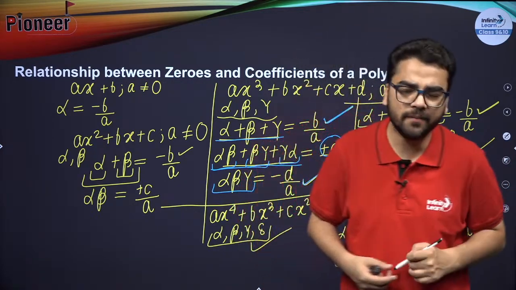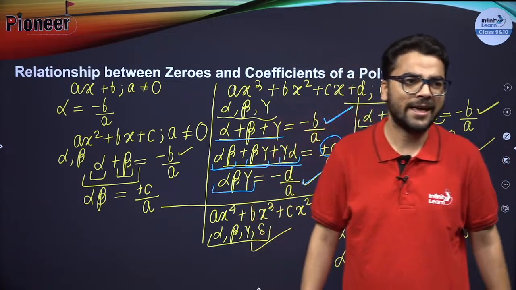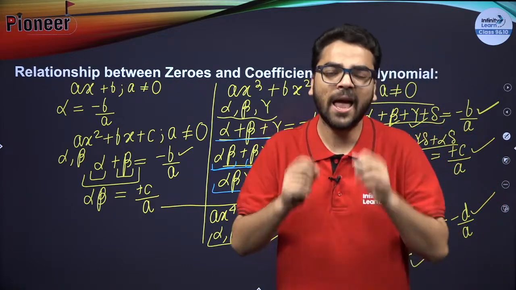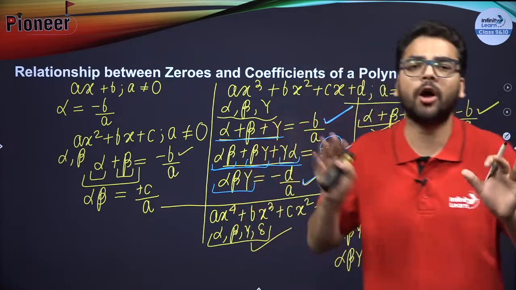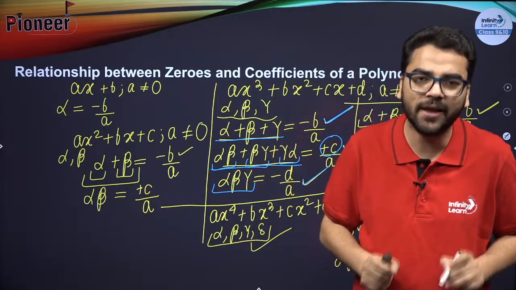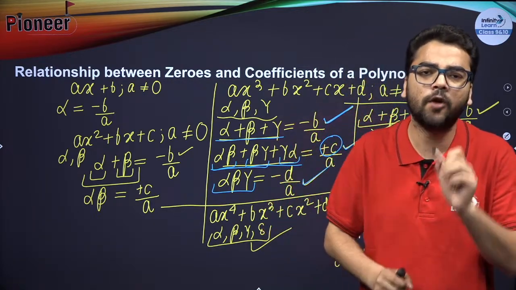So is it clear to everybody over here? Parameshwar, Ashik. Is this clear, Isha? Any doubt in the relationship between zeros and coefficients of any polynomial you can find, of any degree? You don't have to mug up anything. Everything is logical over here. Everything is on the basis of logic.